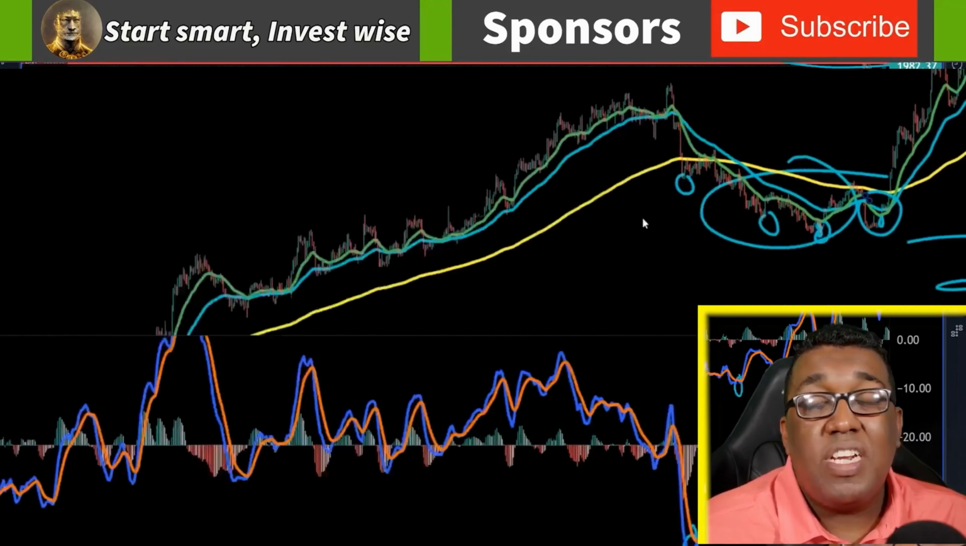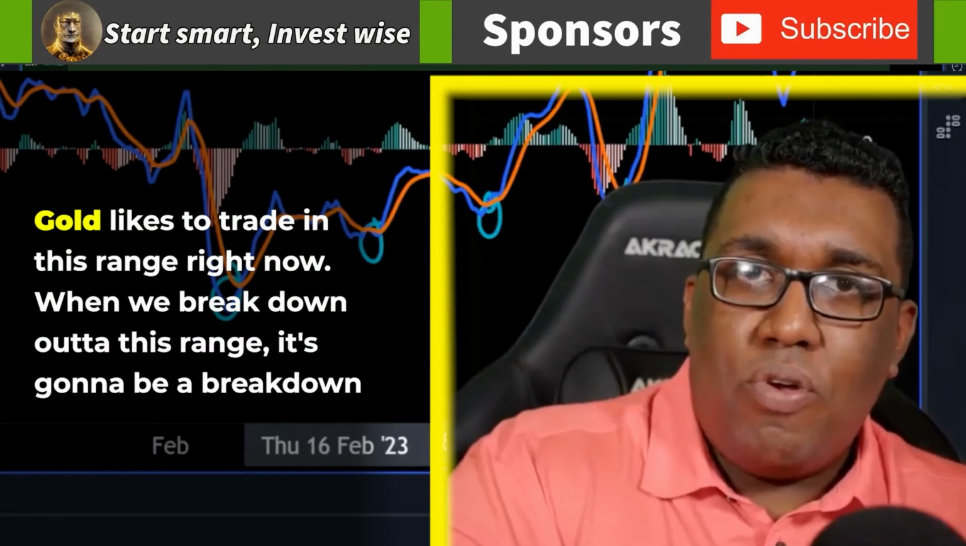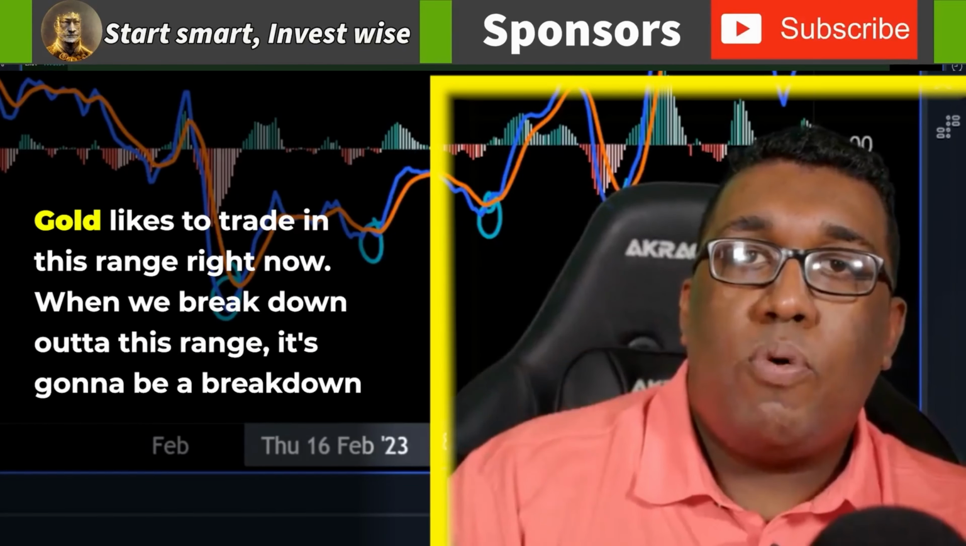So I hope you guys enjoyed this strategy. Don't make it more complicated than you have to. Gold likes to trade in this range right now. When we break down out of this range, it's going to be a breakdown. Short into that breakdown and just have a clear understanding of where those next support levels are going to be.